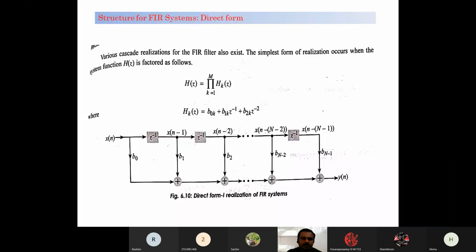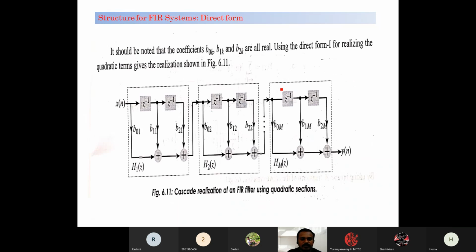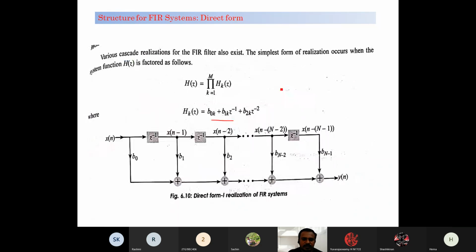So the direct form is realized using the system function H of z. It is nothing but the difference equation that we get from that system function. Then we have the cascaded realization.